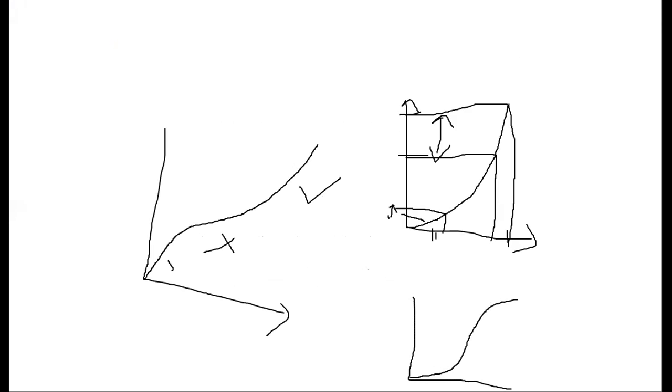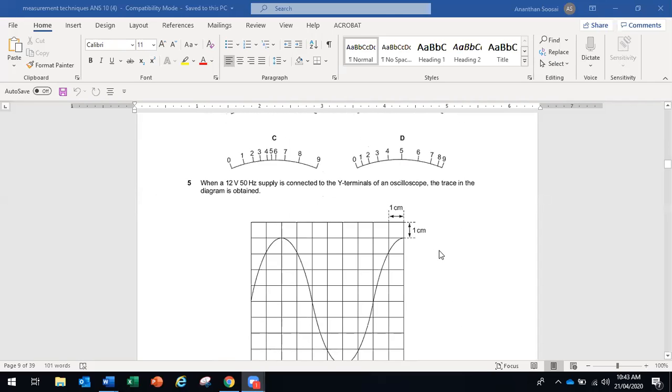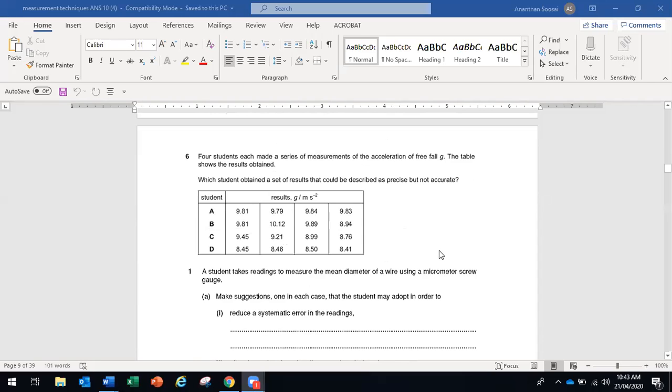I hope you are following. This is the sensitivity part. Okay, this one, question 6. What's the answer? Which student obtained a set of results that could be described as precise but not accurate? Which data looks quite precise but not accurate?